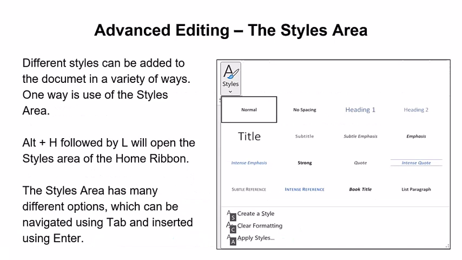Before we progress a whole lot further, I want to talk about the styles area. Different styles can be added to your document in a variety of ways, and one way is use of this styles area. To open it, press Alt plus the letter H followed by L. The styles area has a lot of different options for styles that can be added into your document. Navigate those by pressing Tab, and once you have located one to insert, press the Enter key.